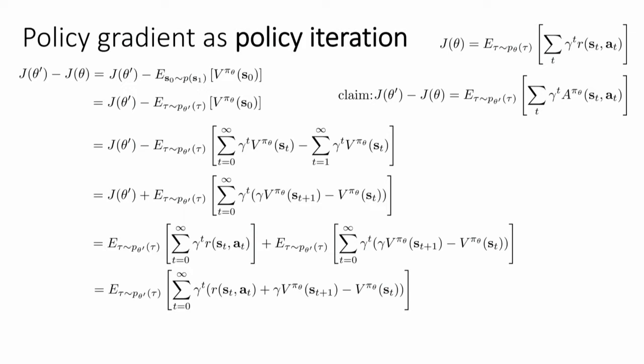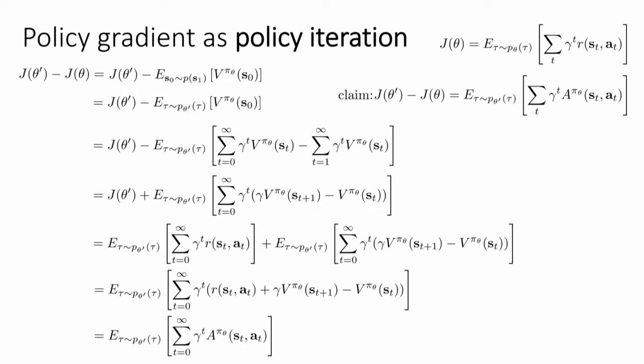It's the advantage, yeah. So the advantage is defined as the Q value minus the value, and the Q value is just this bit. So that means that this is the advantage. So now I've proven my claim that the difference between the expected return of the new parameter vector minus the previous one is just the expectation of the advantages of the previous policy in expectation under the trajectory distribution of the new policy. OK, any questions about this proof?